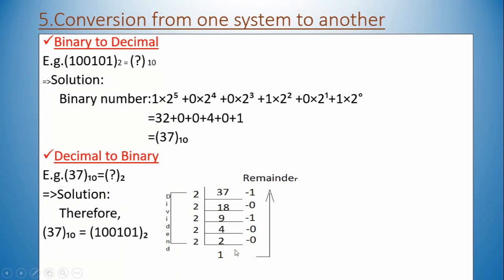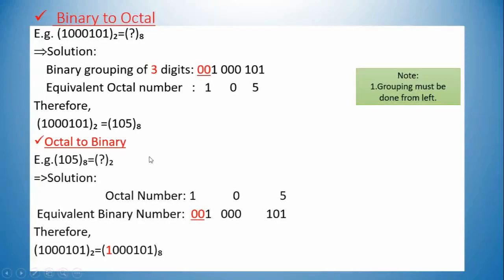So while writing the converted binary number, we write it from last. That is, here we have written 1 first and then 0, 0, 1, 0, 1. So this is how we write the obtained remainders, which will be the converted binary number of the given decimal number. So this is how you convert decimal to binary and binary to decimal.